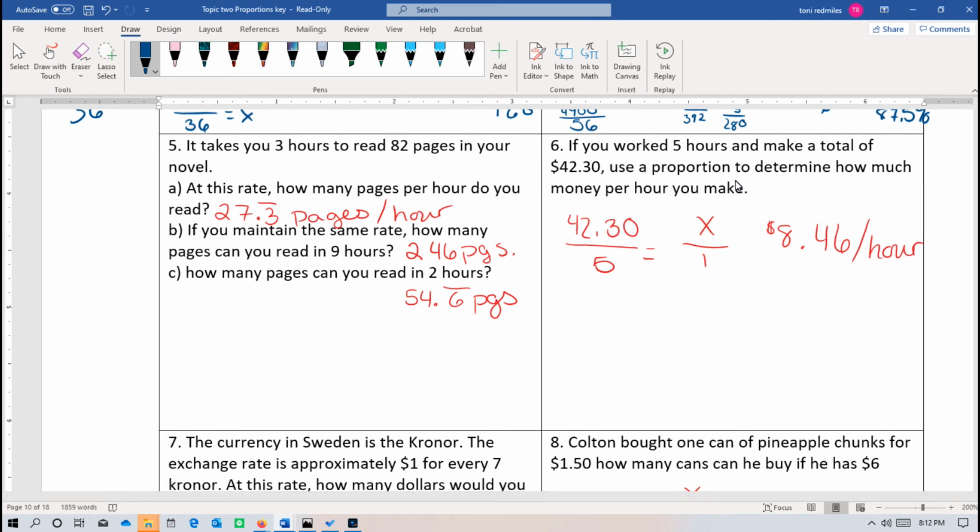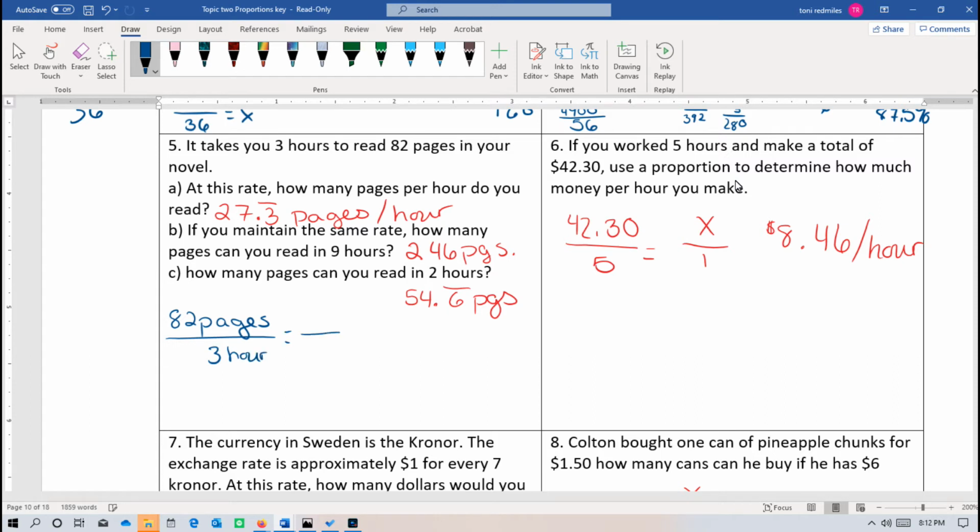It takes you 3 hours to read 82 pages in your novel. At this rate, how many pages per hour do you read? Well, I can make a unit rate out of this. Remember how to do a unit rate? We usually did it with prices, but it's just making the bottom one. All right? And that's just dividing them.